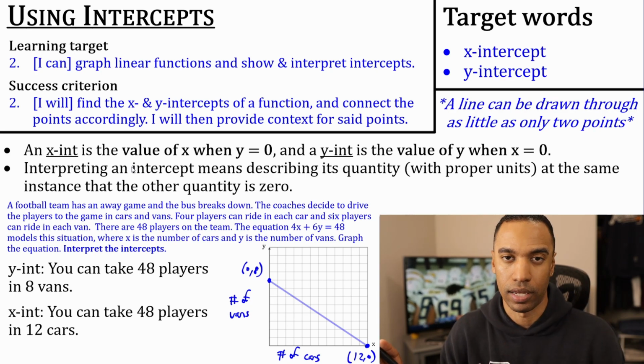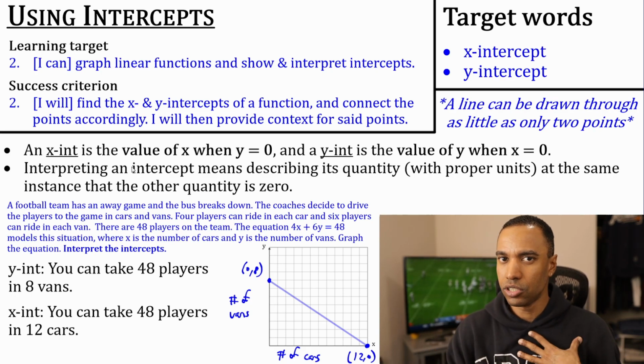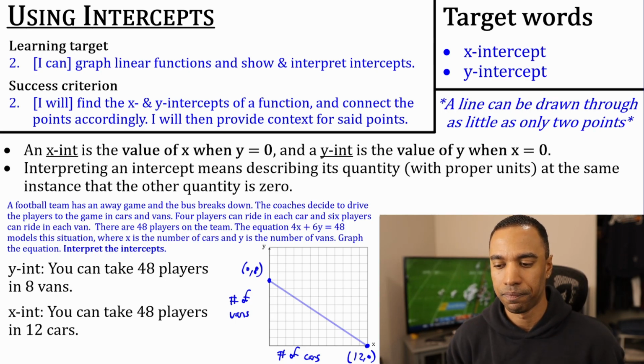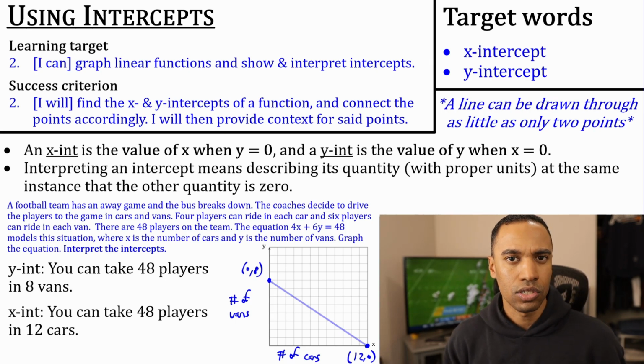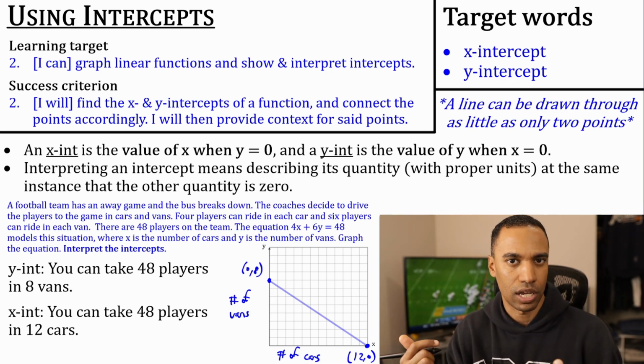And you can do this for any point, but the intercept is going to be one that is used quite often, not even for us to describe, but for a problem to describe so that we can create the scenario for them. Now, that's not the only thing you could do. You could do a combination of a certain number of vans and cars and still take all 48 people.